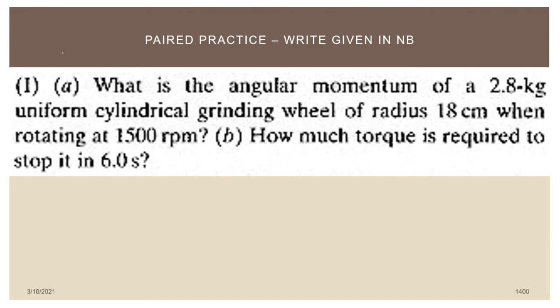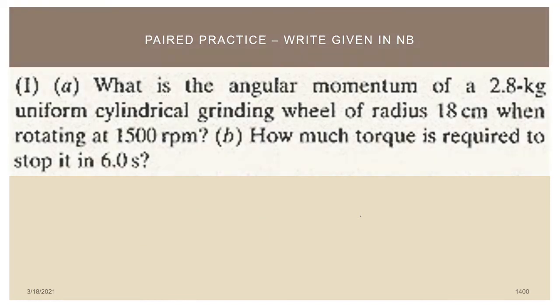So part A is asking us, what is the angular momentum of the 2.8 kilogram uniform cylindrical grinding wheel with a radius of 18 centimeters? So the first thing we should recognize here is that we are being given the mass and the radius and an omega. And we are also being given here that this object is cylindrical. And that means we need to use the equation for the moment of inertia of a cylinder. And just in case you forgot, the moment of inertia of a cylinder is given by the equation 1/2 mr squared. If I just wrote that down and you were thinking, wait a second, isn't that the rotational inertia of a disk? They have the same equation. A cylinder is a disk.